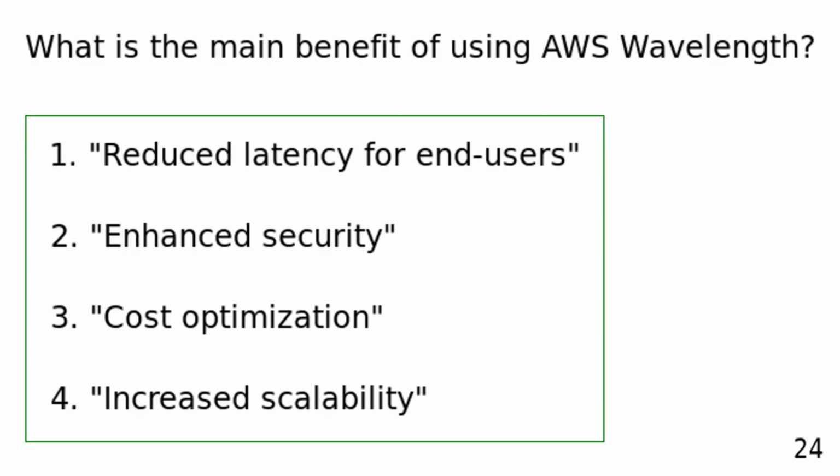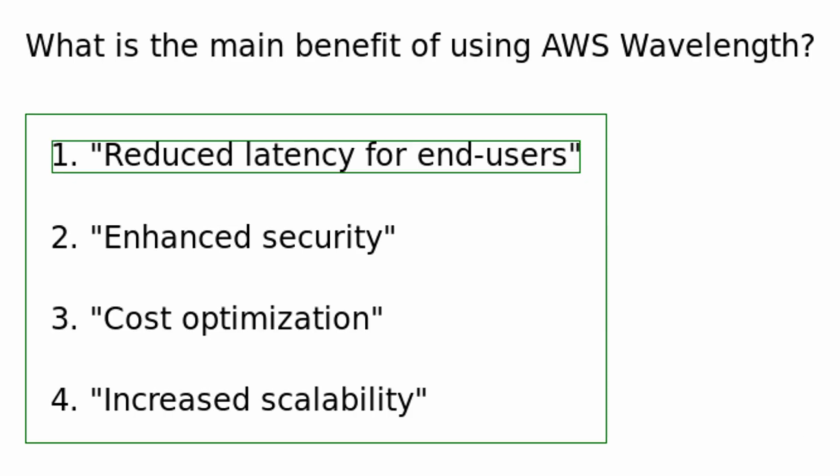What is the main benefit of using AWS Wavelength? Reduced latency for end users. Enhanced security. Cost optimization. Increased scalability. AWS Wavelength enables developers to deploy applications closer to end users.